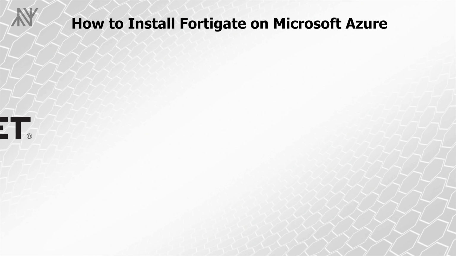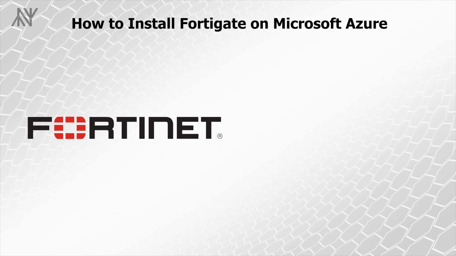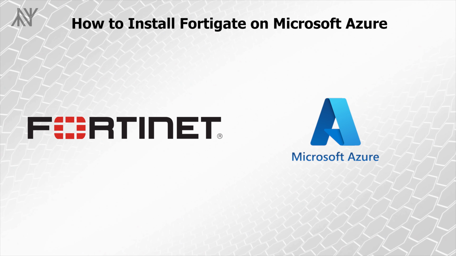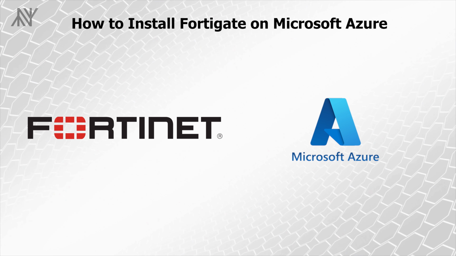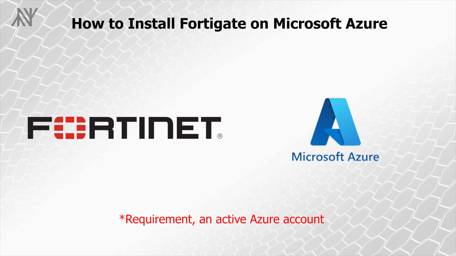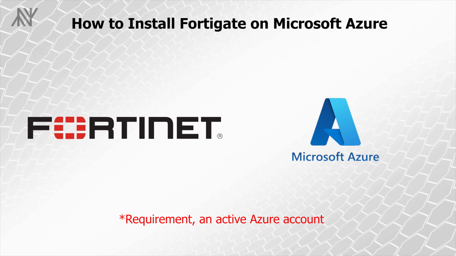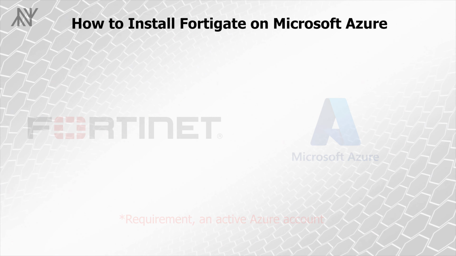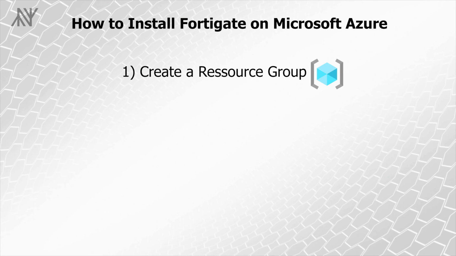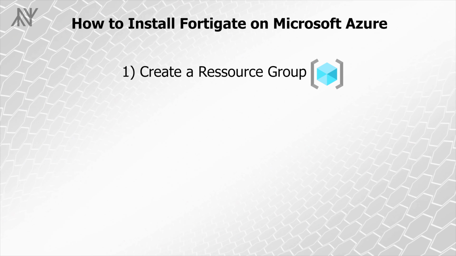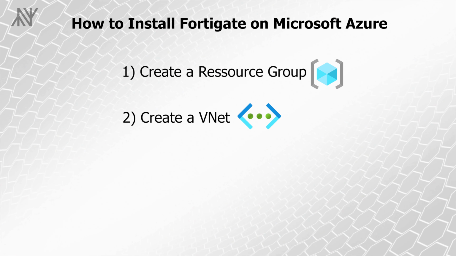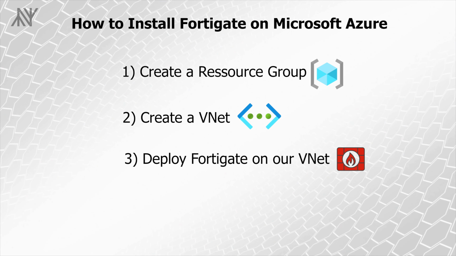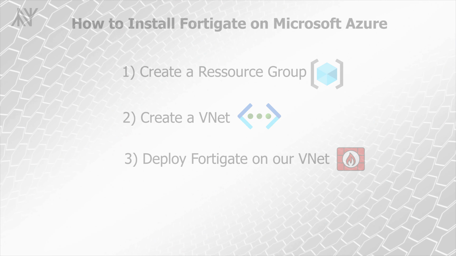Hello everyone. Today in this video, we wanted to take a look at how we can install the Fortigate Firewall on our Microsoft Azure. Now, before we start, the only thing we're going to need beforehand is an active Microsoft Azure account. To give you a quick overview of the steps we're going to take, we're first going to create a resource group, then we would create a virtual network, and then deploy our Fortigate. We will explain each process as we go.